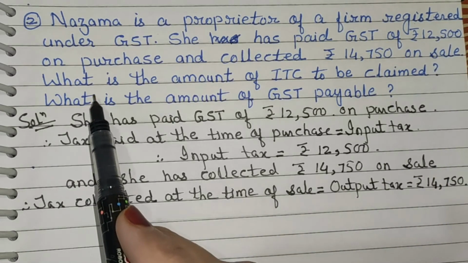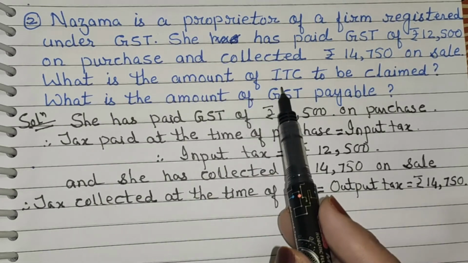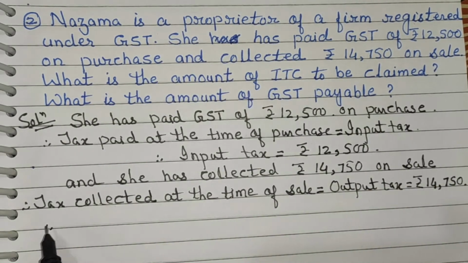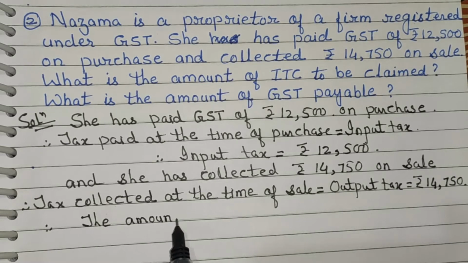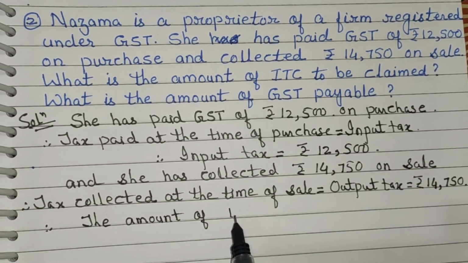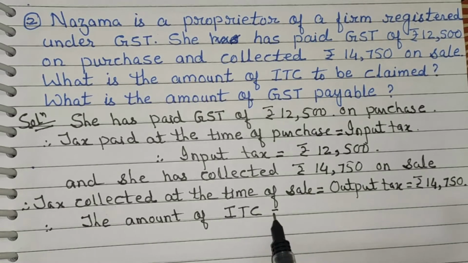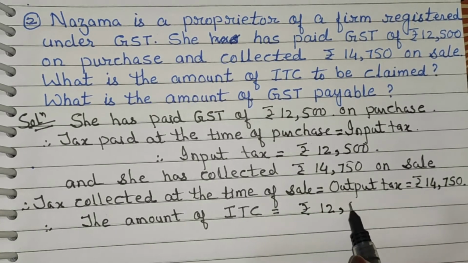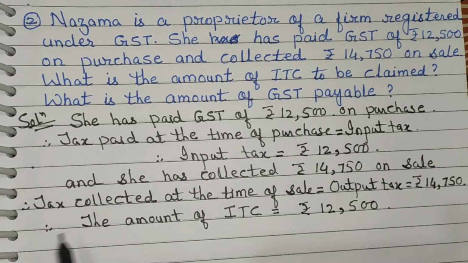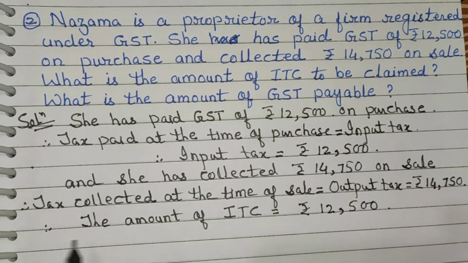Now, first one is, what is the amount of ITC to be claimed? Therefore, the amount of ITC means input tax credit. It is tax paid at the time of purchase. Therefore, amount of ITC is input tax, means 12,500 rupees.